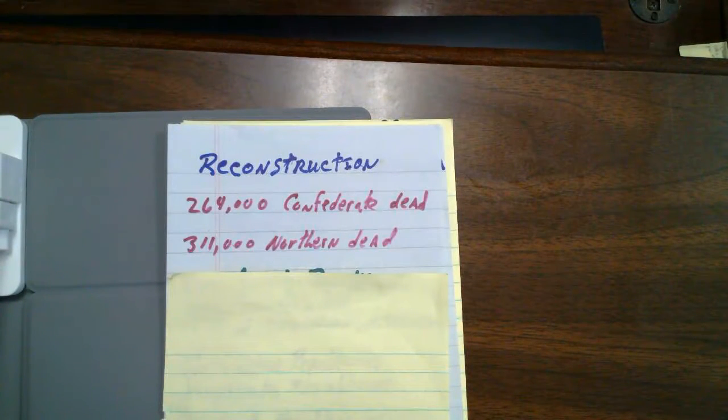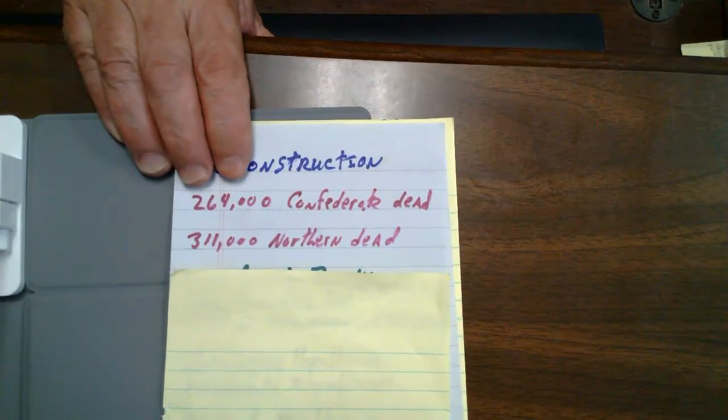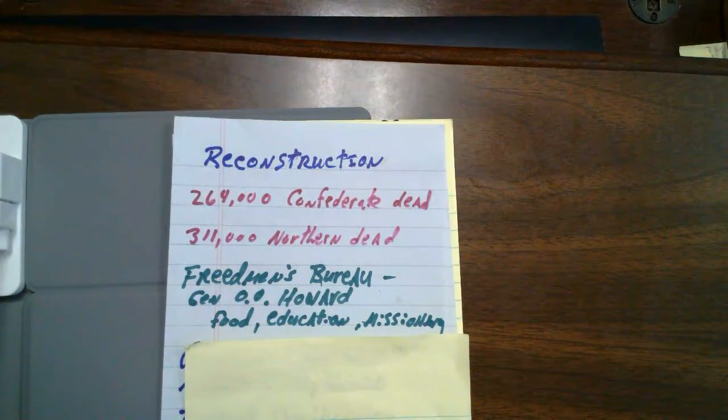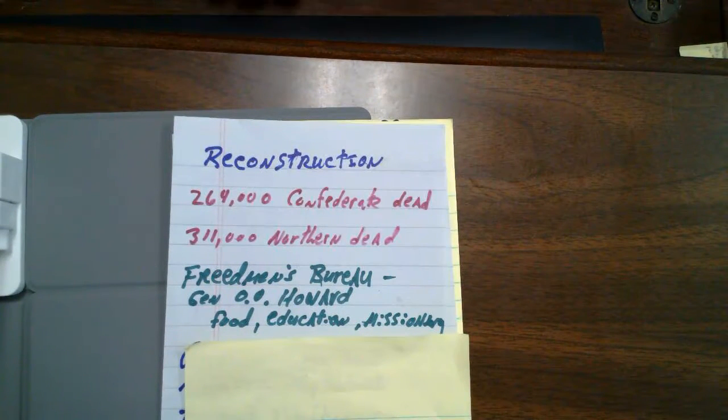And you can only imagine, if these are the dead numbers here, how many others were wounded, incapacitated. It's just going to eliminate a generation of American youth, both in the North and from the South. So it was a broken situation. All right, we also had an organization that was formed, which was called the Freedmen's Bureau.